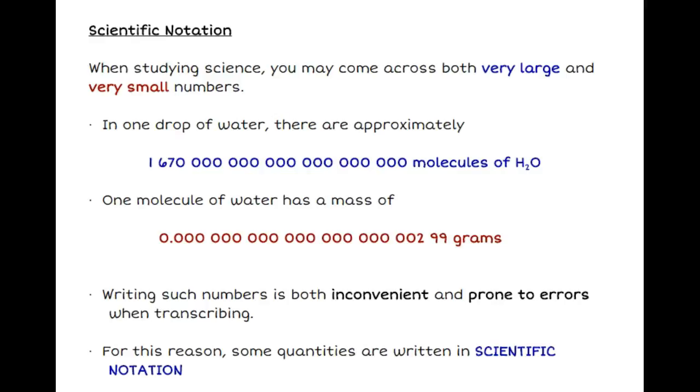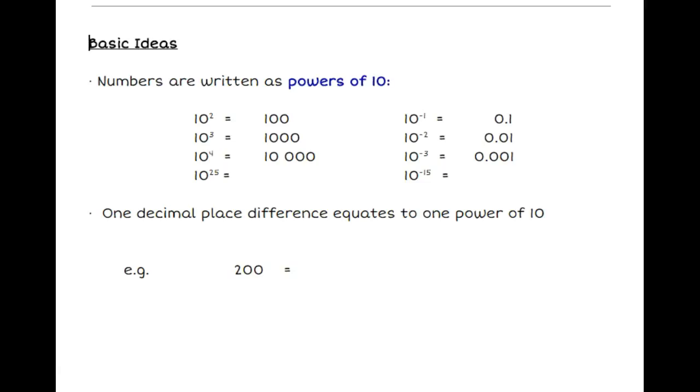And we also had a discussion about how it would be incredibly inconvenient and incredibly error-prone to write numbers in this way on a consistent basis. So for that reason, in science, such quantities are written in scientific notation. The basic ideas around scientific notation have to do with the fact that every time we move a decimal place, we're changing the value of that number by a factor of 10.